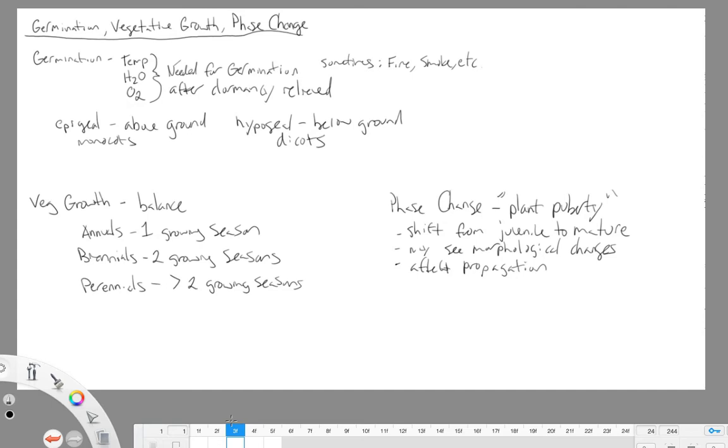And that is the shift of the plant from being a juvenile to a mature plant. And what marks a mature plant is its ability to reproduce. When we talk about our angiosperms, that's the ability to produce flowers.